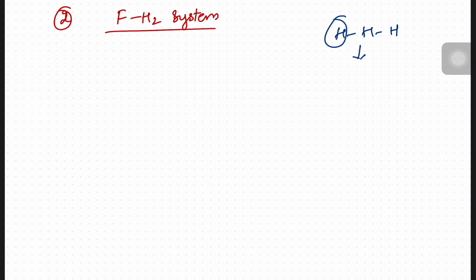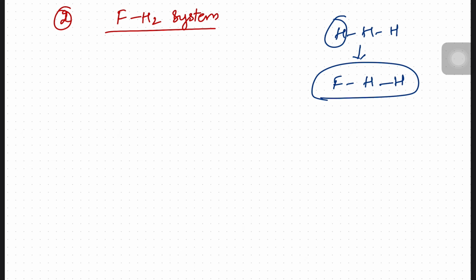So this was for the H3 system. Now we will apply the same concept to the second system, that is the FH2 system. In the H3 system we were having 3 H. In this system we have replaced one of the H with F. So this is your system.